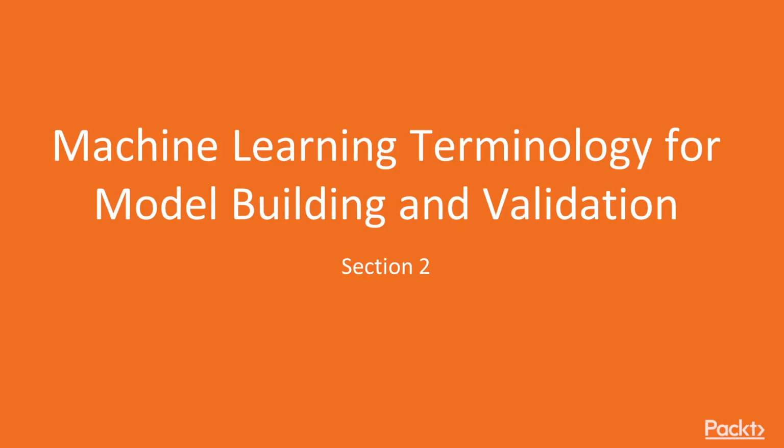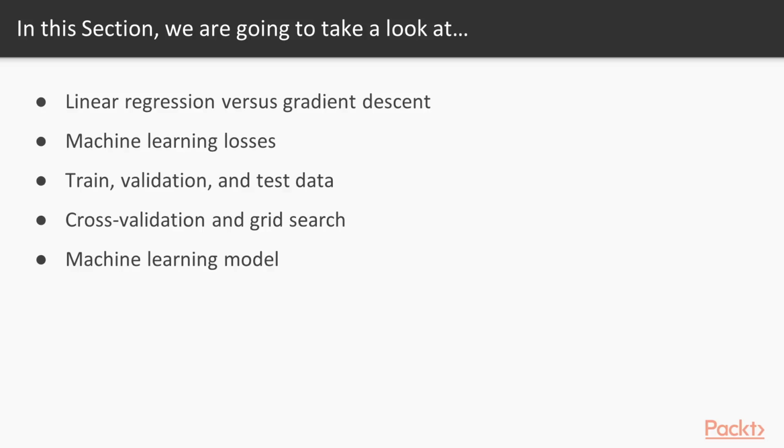Hello guys, welcome to the second section, Machine Learning Terminology for Model Building and Validation. In this section, we will start with linear regression versus gradient descent. After that, we will see machine learning losses. Next, we will see train, validation, and test data. Then, we will look at cross-validation and grid search. Finally, we will illustrate the machine learning model.